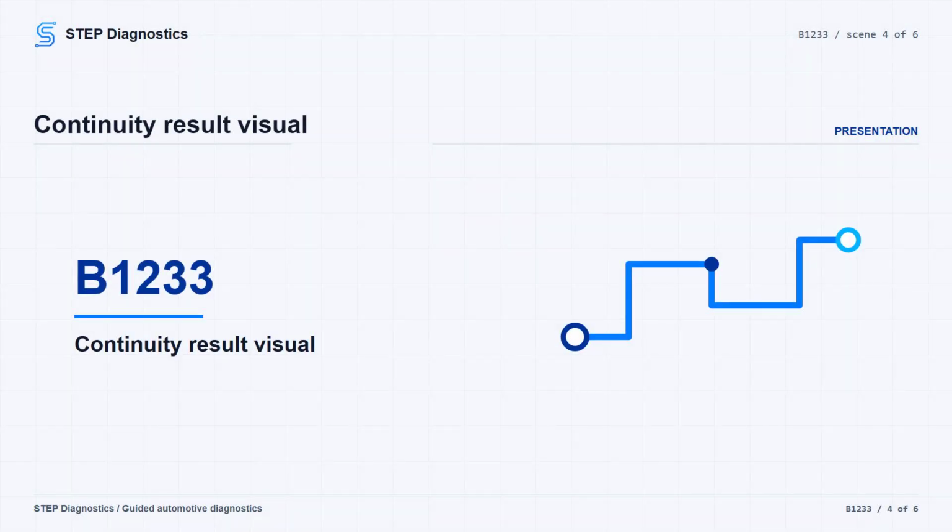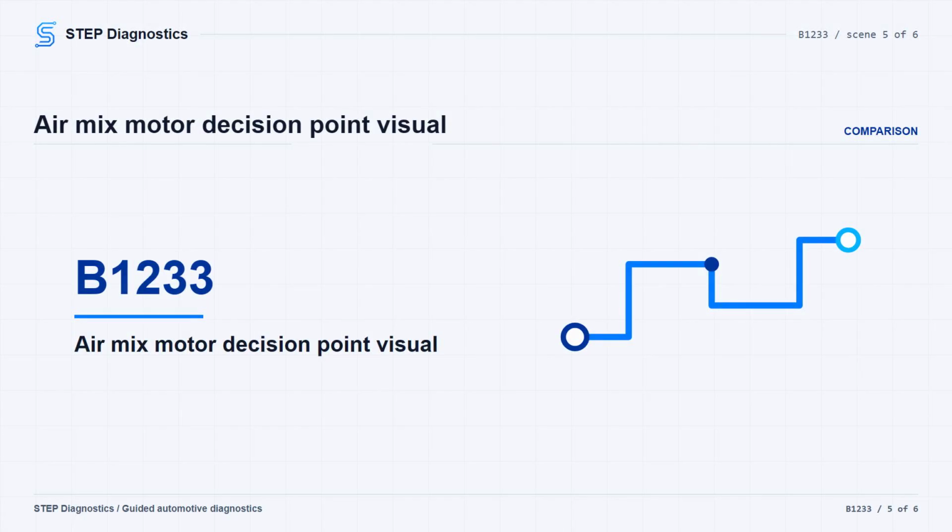If continuity is not present, repair the open in the affected wire or wires between the climate control unit and the air mix control motor. If continuity is present, those circuit lines pass this part of the check, so continue to the air mix control motor check. The next decision depends on the air mix control motor test. Do not shortcut that test or guess at the result. Perform the proper air mix control motor check before making the final call.